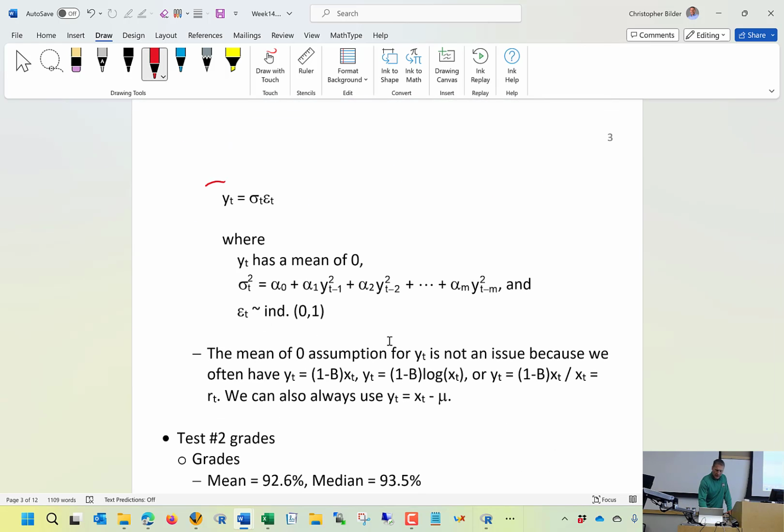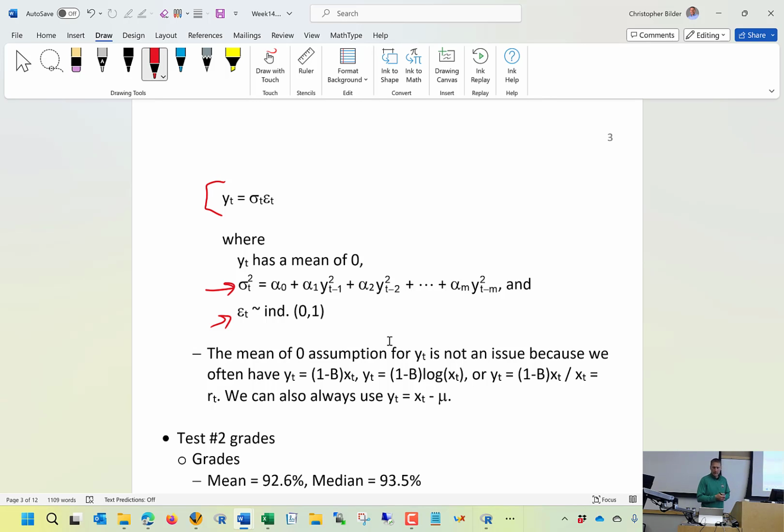Now, another way to write out the model is like this, where we just say y sub t is equal to sigma t times epsilon sub t, where y sub t has a mean of 0. So it's just like our data, but it's already been adjusted to have a mean of 0. The sigma squared t is exactly what we had before. And we say our epsilon sub t is distributed independent, mean 0, variance of 1.